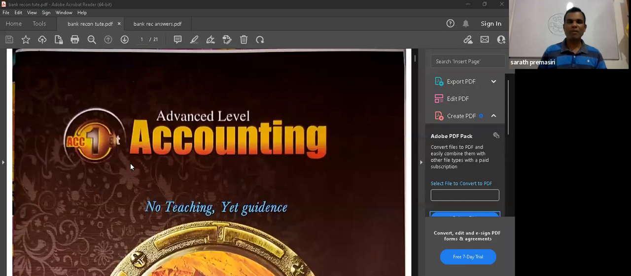Reconciliation statement that we have started, and we continue further analyzing and doing some more examples with regard to bank reconciliation statements.